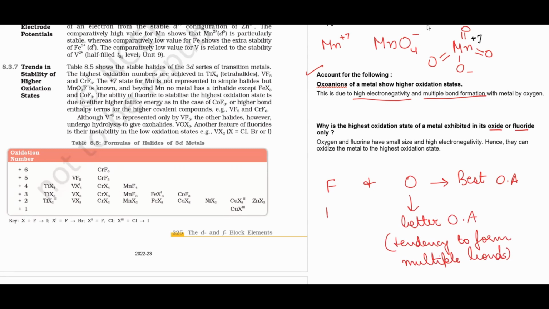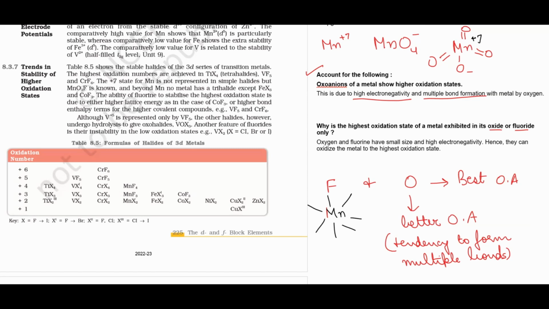Supposing I was to make something like MnF7. MnF7 means I would need to place 7 fluorines around manganese, which would lead to crowding. But since oxygen has a tendency to form multiple bonds, only 4 oxygens will satisfy the charge, and hence permanganate, a stable oxoanion, can be formed.